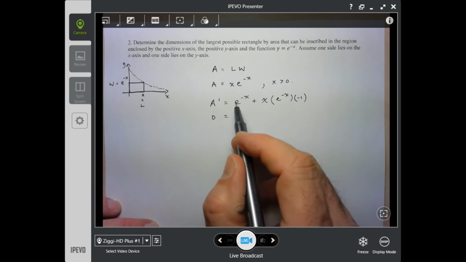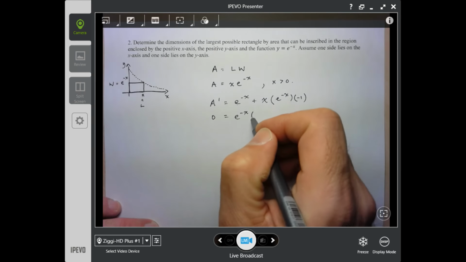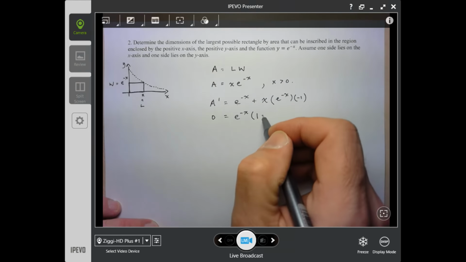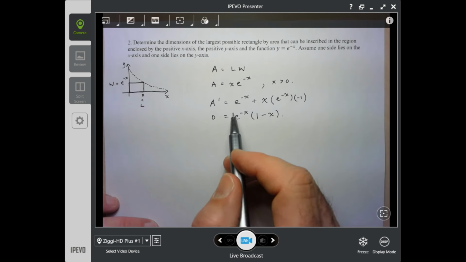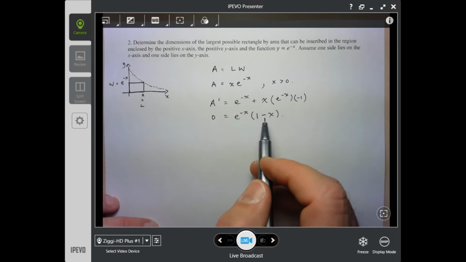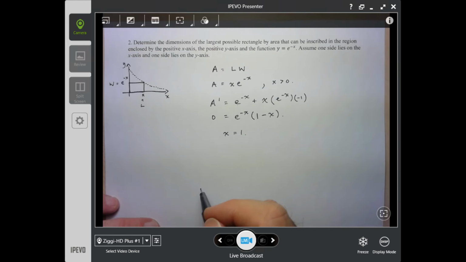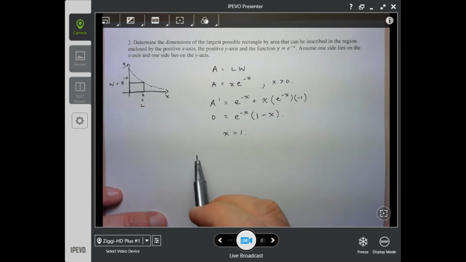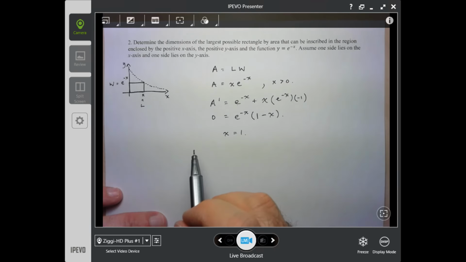I see a common factor, so we've seen this type of thing many times before, so e to the negative x. And what are we left with here? We're just left with 1, and here we're going to be left with minus x. All right. This can never be equal to 0, so it means my only critical point is going to be x equals 1. Okay, but again, I'm looking for a maximum value. I need to justify that this indeed does give me a maximum value on my domain here.